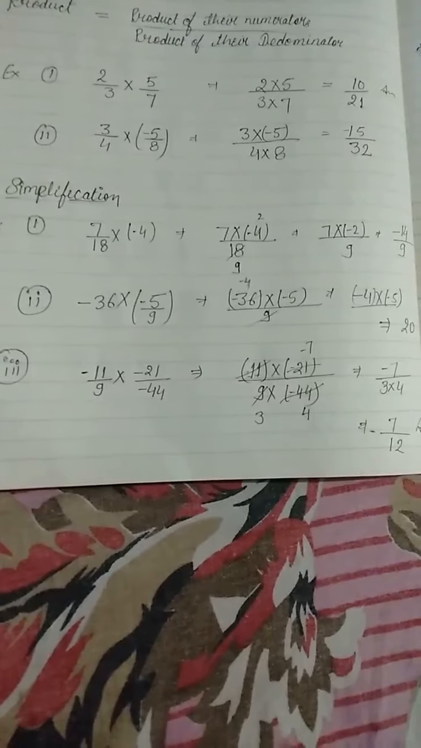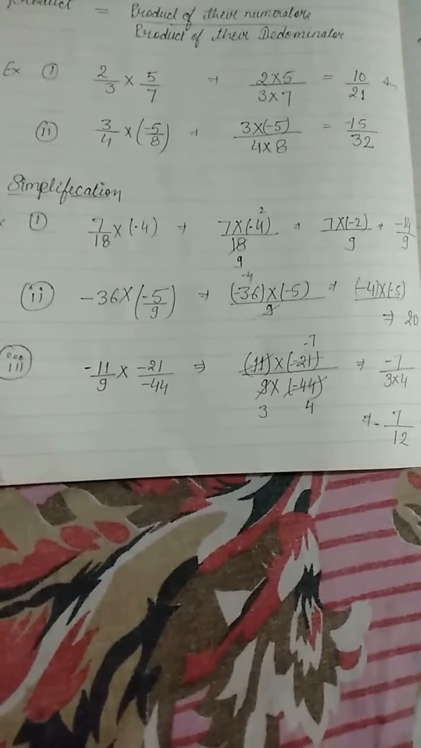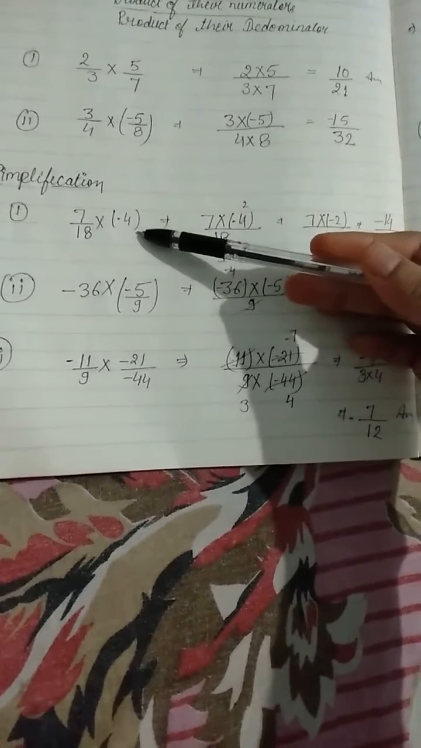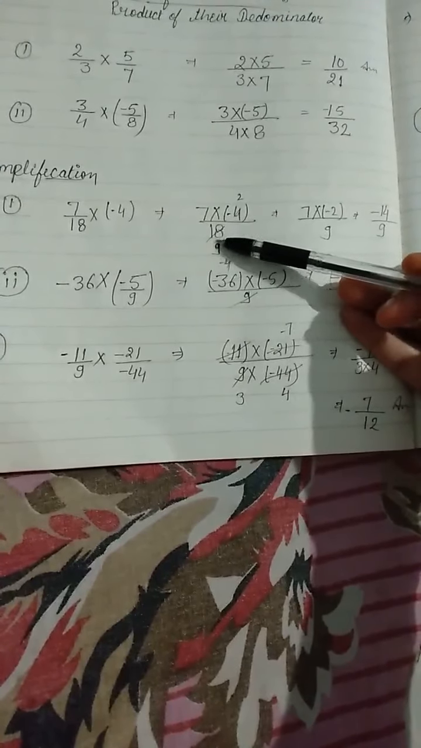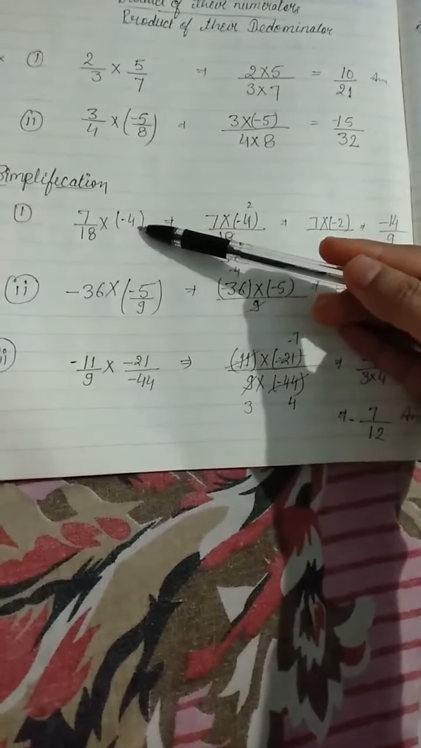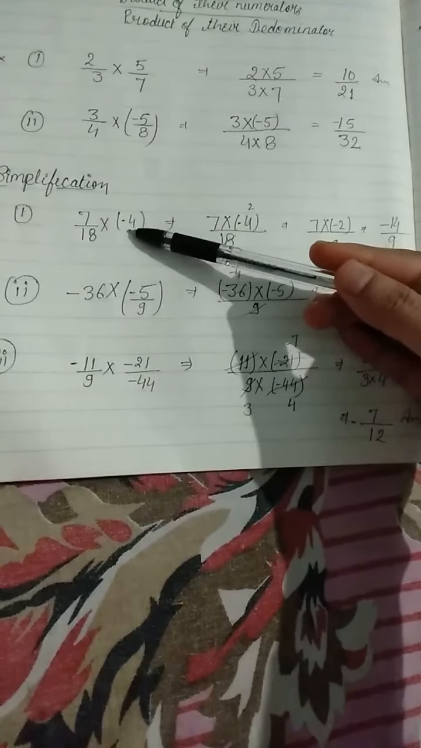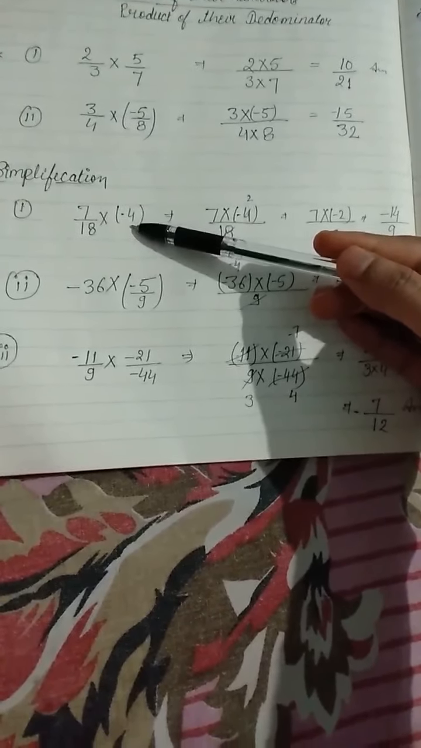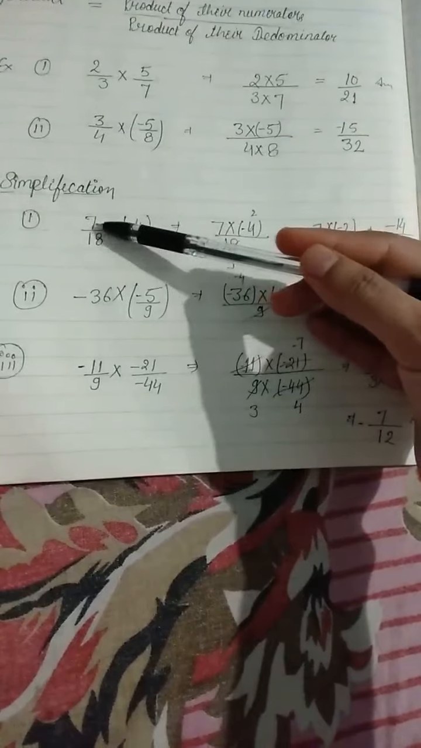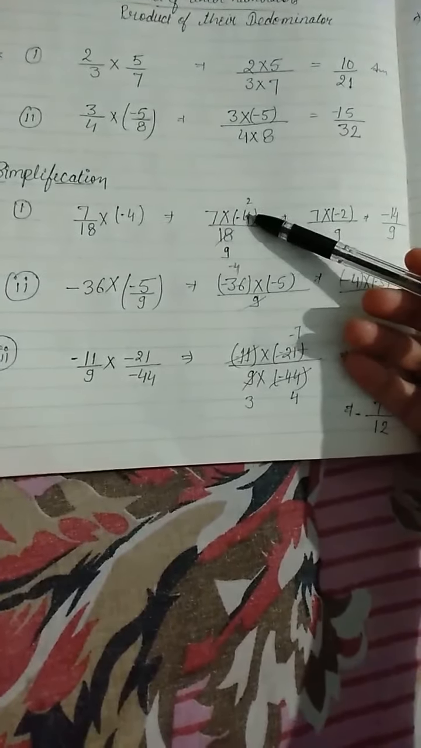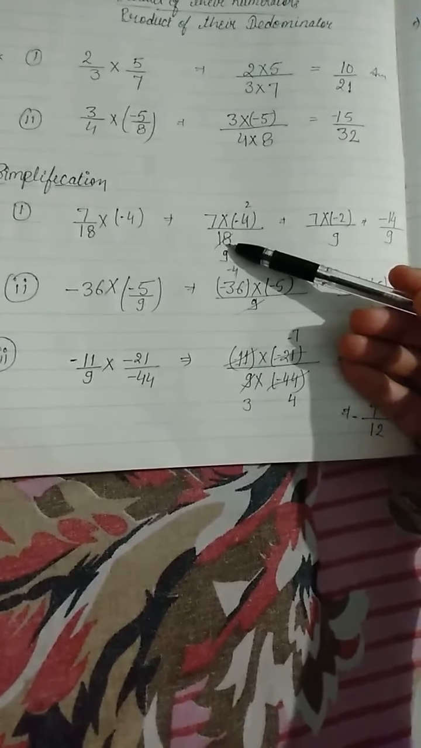Next is simplification. First is 7 upon 18 multiplied by minus 4. So 7 upon 18 is 7 upon 18. As a rule we know product of their numerators and product of their denominators. Here the denominator is 1, so it is not compulsory to write. So we will multiply 7 with 4 and 18 is 18. Now 7 into 4 divided by 18.